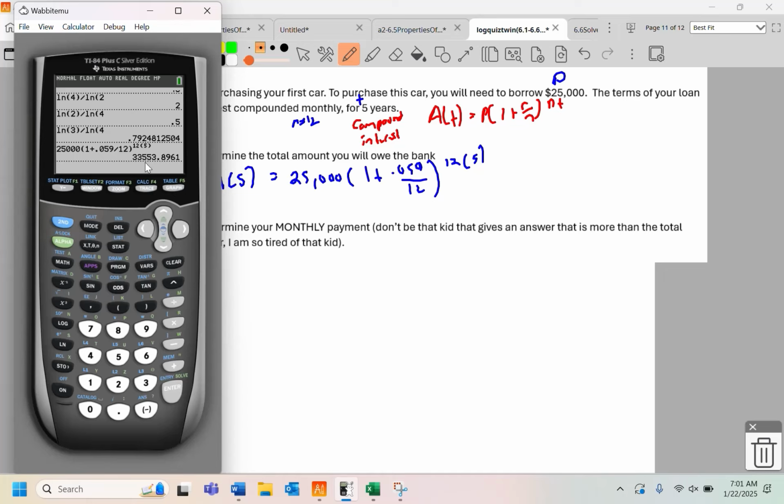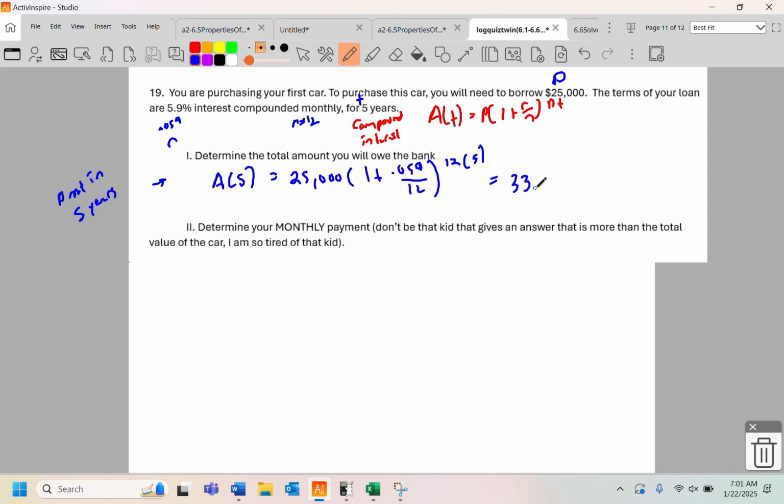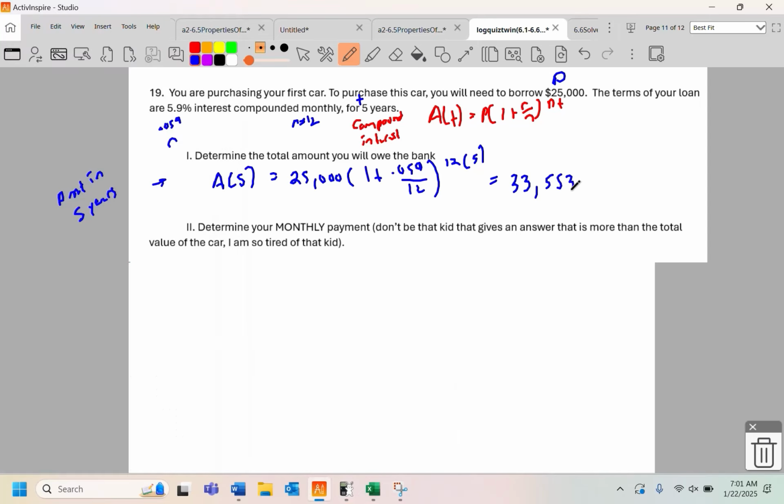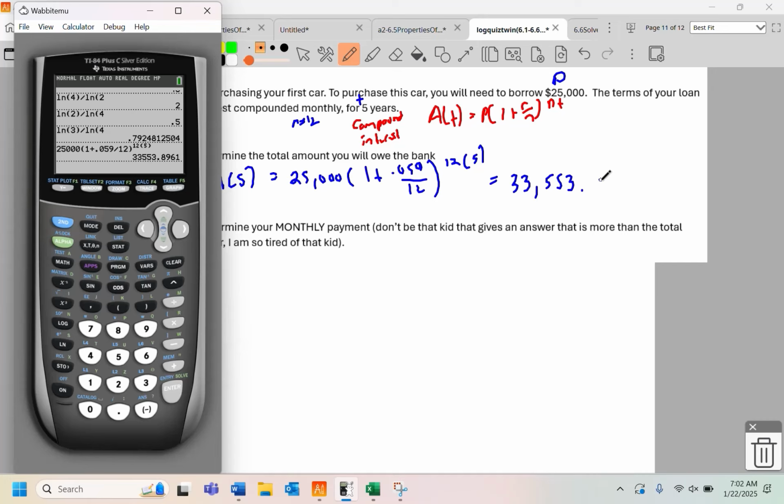So anyways, $33,553. And we got some pennies. 90 cents. Look how that rounds. 0.896. 90 cents.